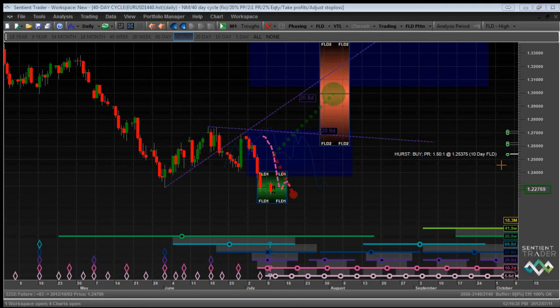So first of all, this trading methodology, as you can see, is a Hurst. This trading opportunity is a Hurst trading methodology opportunity. It is a buy opportunity as opposed to a sell opportunity. Then it says PR 1.5 to 1. That means, of course, profit to risk ratio. That means that the profit to risk ratio on this trading opportunity is 1.5 to 1.